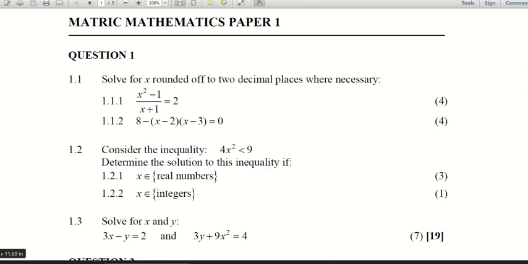Continuing now, guys and girls, ladies and gentlemen, looking at question number 1.2, they say consider this inequality. The inequality given to us is 4x squared, what is that sign again? Less than 9. So I would write this in standard form. What is that going to be? 4x squared minus 9 is less than 0. Okay.